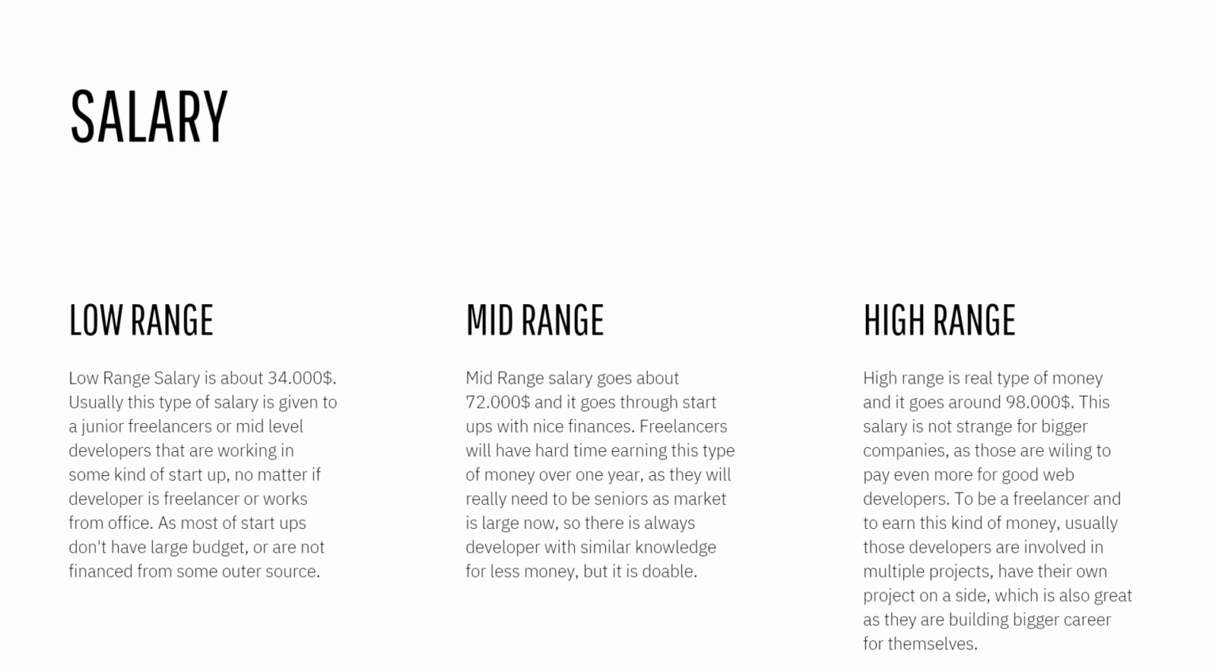Let's now talk about salaries. As you could see, I have three different segments here for the salary. In my front-end video, I showed those based on demographics. Now I will show those by range. So the low range salary is about 34k. Usually this type of salary is given to junior freelancers or developers that are working in some kind of startup. Usually startups don't have a large budget or they are not financed from some other source. So that's why developers that are working there usually get a bit lower payment. It's still nice, but a bit lower than these two ranges that I will talk about now.